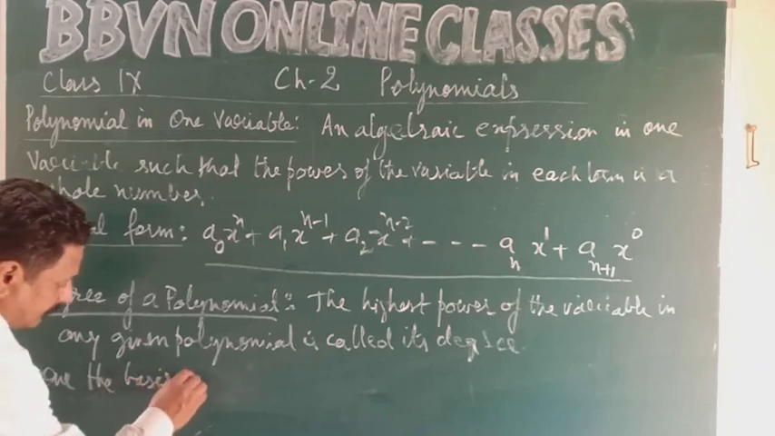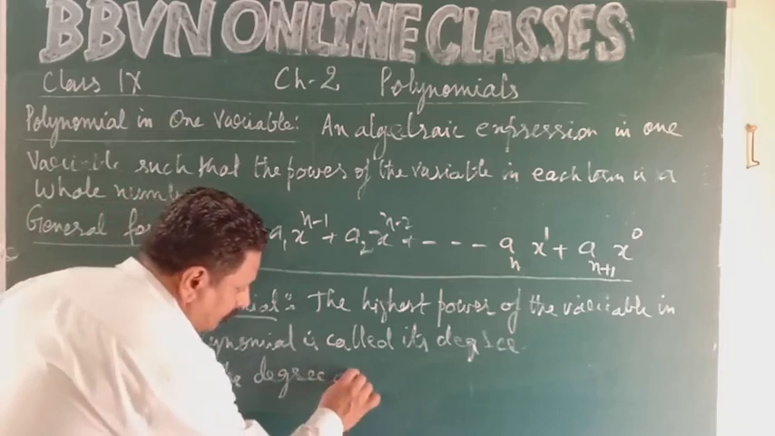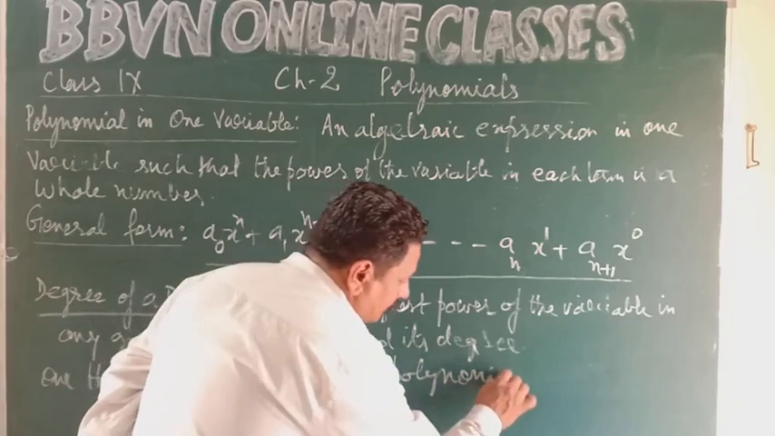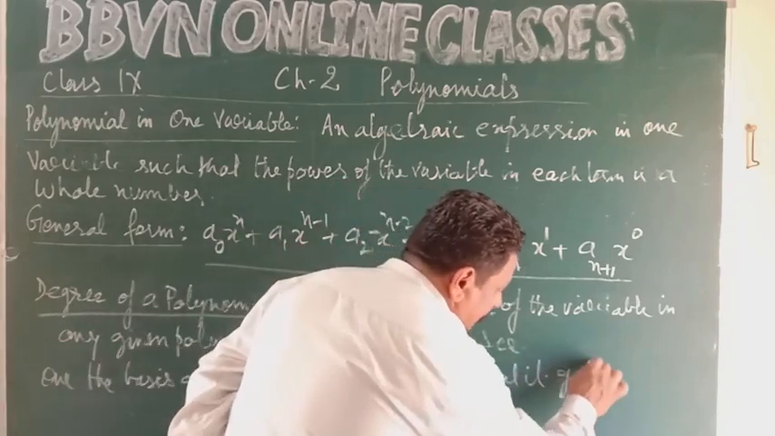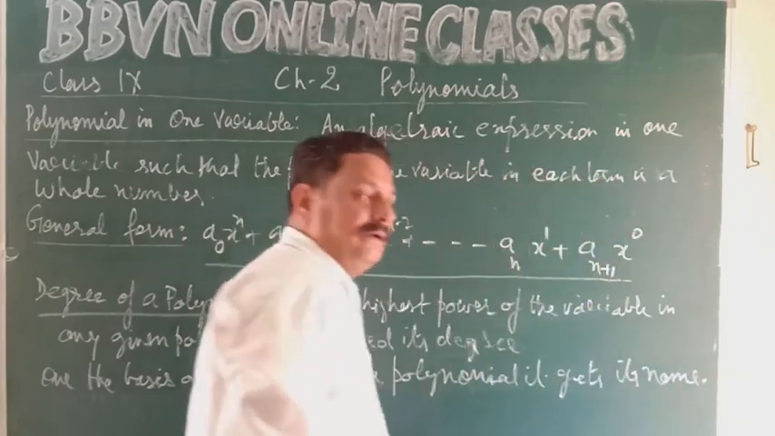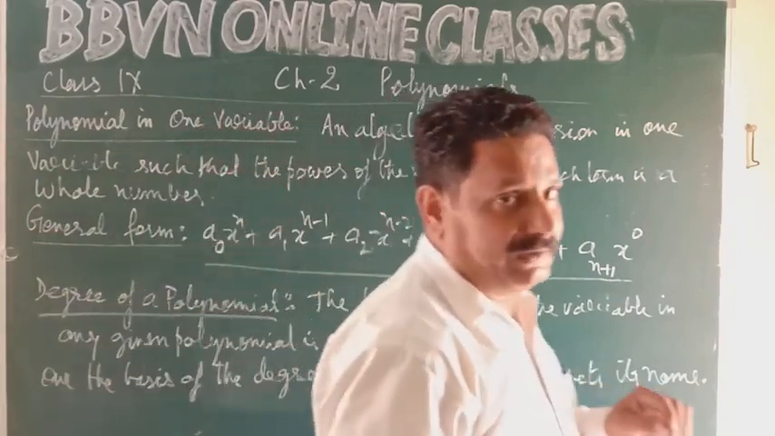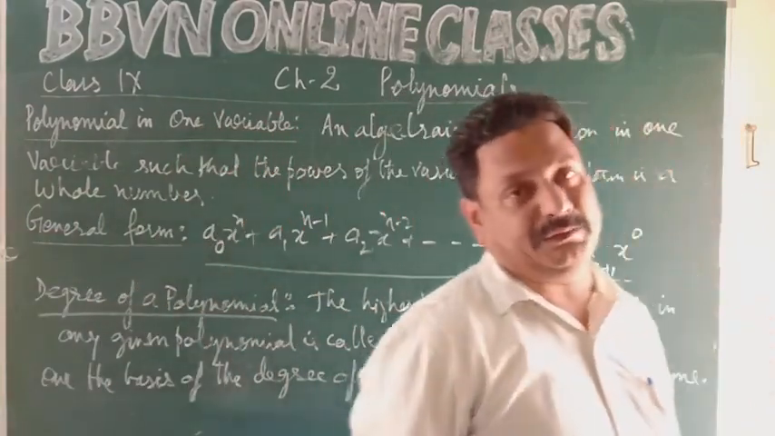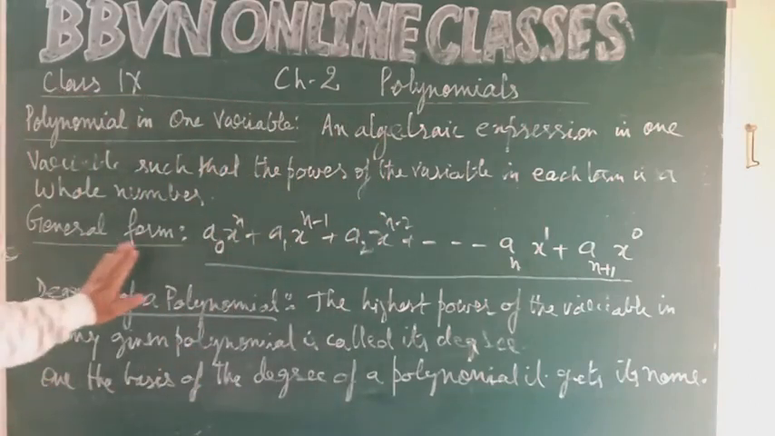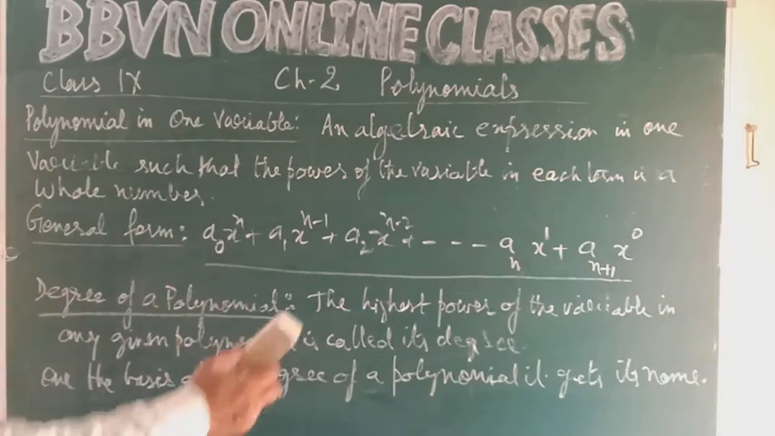On the basis of the degree of a polynomial, it gets its name, or it is classified into a particular type. It is always based on what is the degree of the polynomial. Okay, so we know what is a polynomial in one variable, we know what is the general form of a polynomial, we know the degree of a polynomial. Okay, there is one more thing.